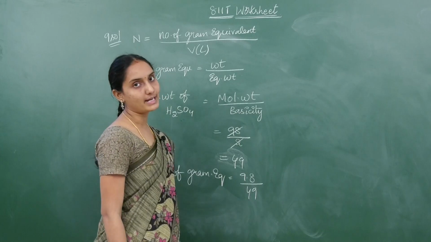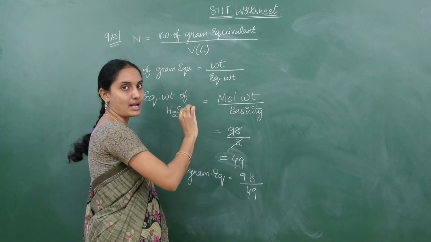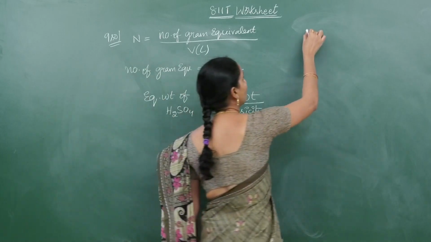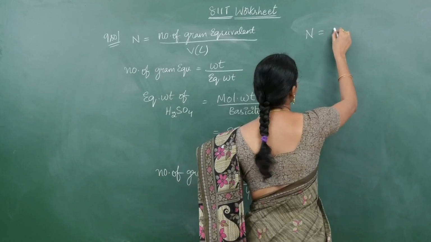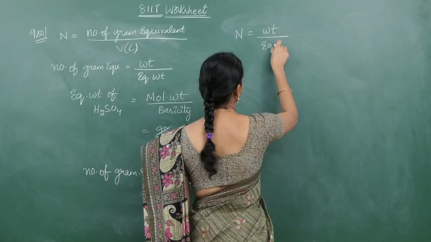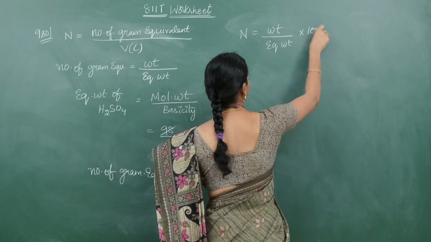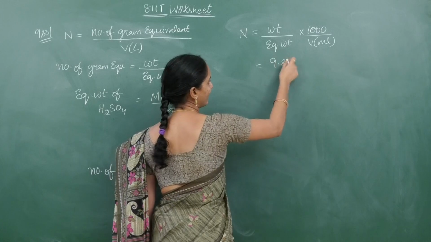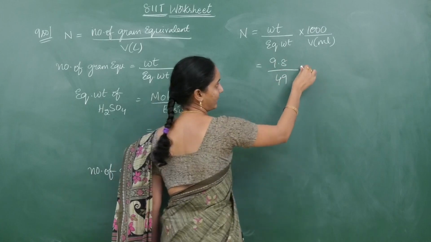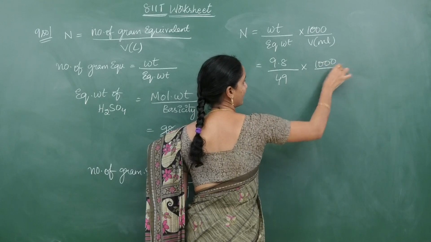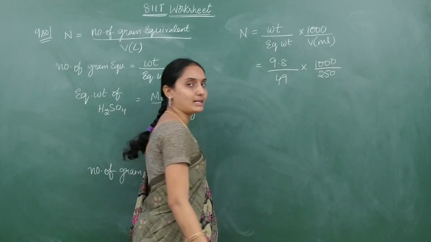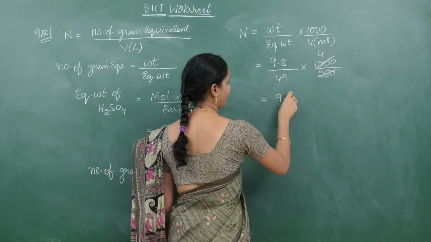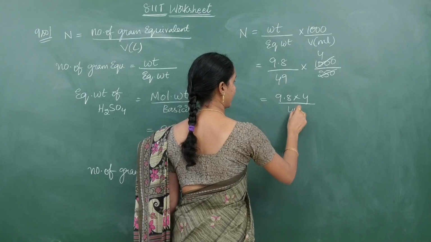Now you want normality, but volume is given in ml. So you have to multiply the numerator with 1000, children. So normality is equal to weight by equivalent weight into 1000 by volume in ml. So weight, how much is it given? 9.8 by equivalent weight we got 49 into 1000 by volume, given as 250 centimeter cube, which is equal to ml, children. So this is 4 times. So 9.8 into 4 by 49, children.